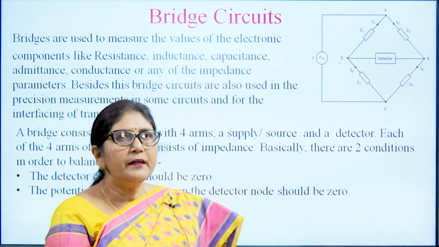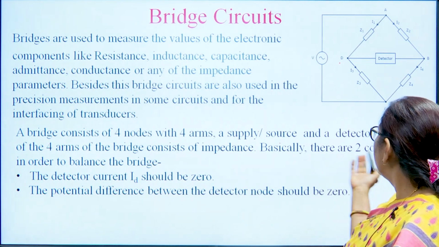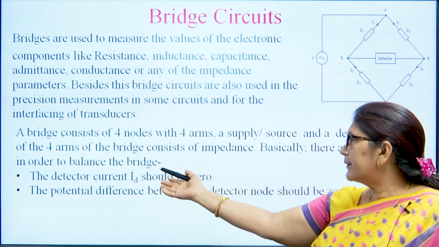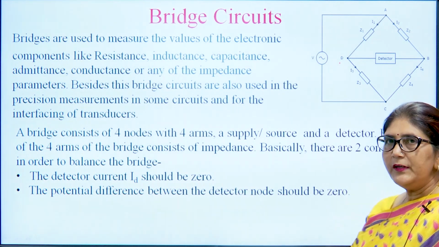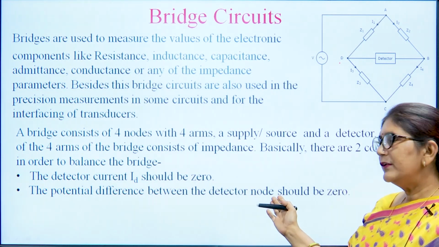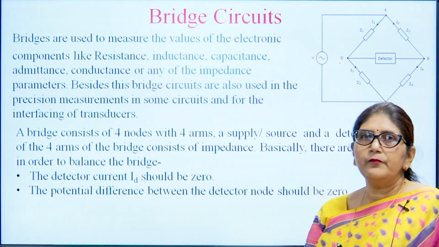So, for the balancing condition, 2 conditions are required. The detector current ID should be 0, and the potential difference between the detector nodes should be 0. When the potential difference between the detector nodes is 0, the ID current will be 0.